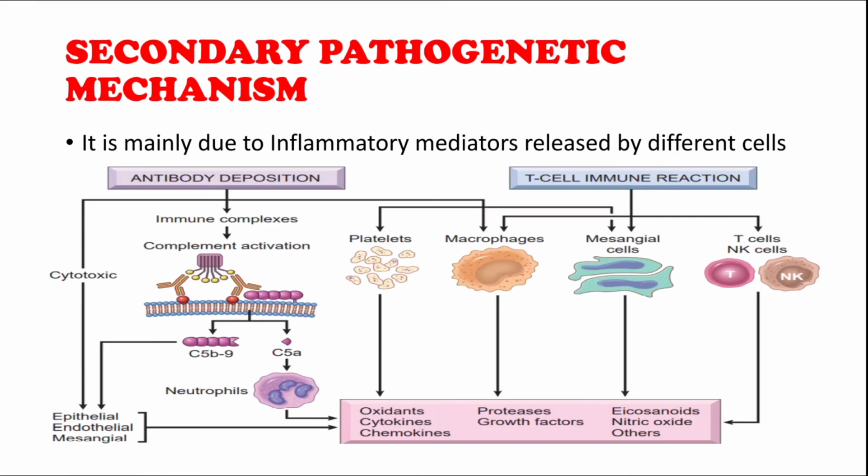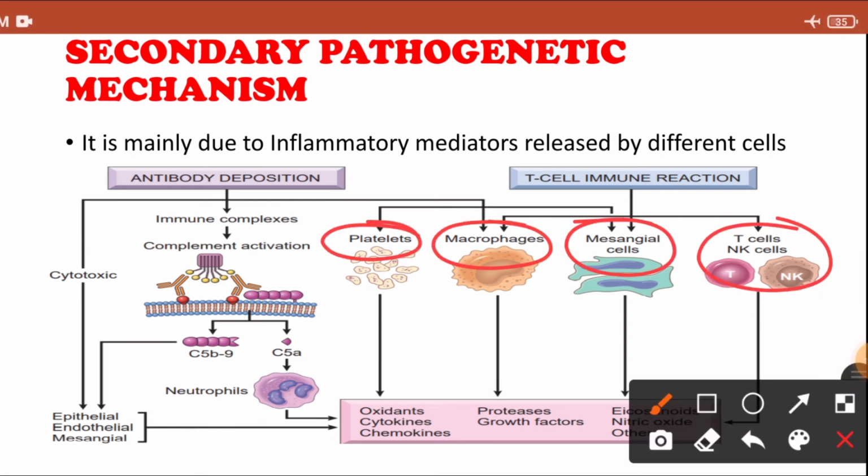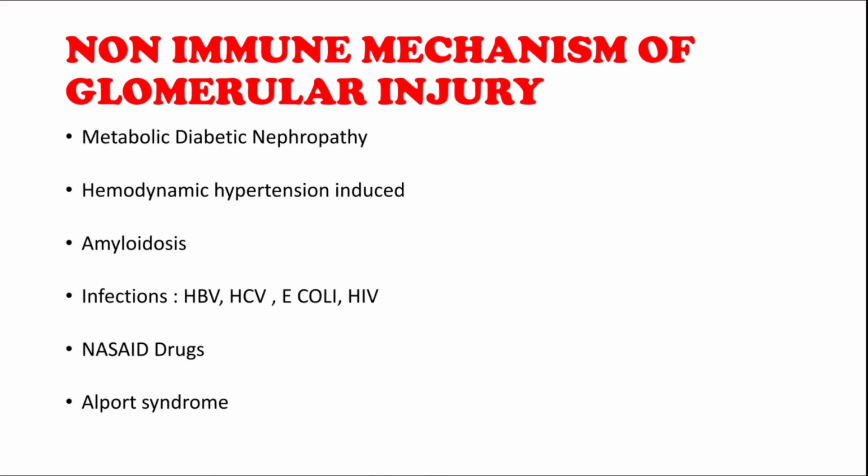Understand? Alright, now the last mechanism is the secondary pathogenetic mechanism. Here, friends, the T cell mediated immune reaction will activate certain cells to produce inflammatory mediators. For example, platelets, macrophages, mesangial cells, T lymphocytes and natural killer cells will produce oxidants, cytokines, chemokines, proteases, growth factors, right? Eicosanoids like prostaglandins and leukotrienes, then nitric oxide. So all these inflammatory mediators will mediate glomerular injury. So that is the secondary pathogenetic mechanism.